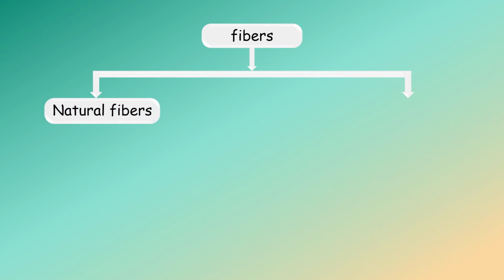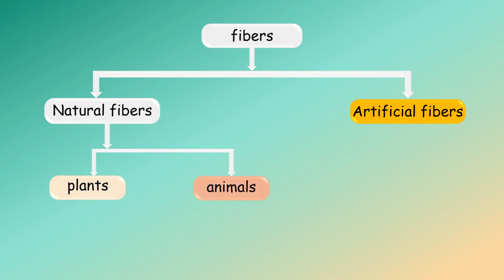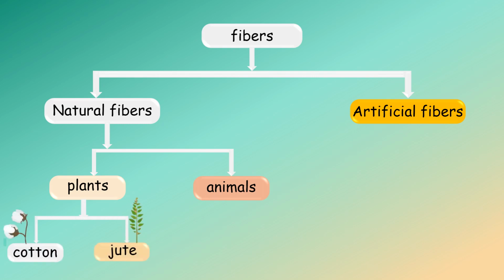Now let us know the different types of fibers. There are mainly two types: natural fibers and artificial fibers. Natural fibers are obtained from plants and animals. Mainly cotton and jute are plant fibers. Silk and wool are animal fibers.